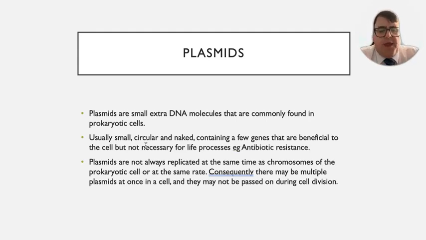create superbugs. These plasmids are always going to be replicated at the same time as the chromosome of the prokaryotic cell through cell division and DNA replication. They're not going to be replicated at the same rate either. That means you could have a prokaryotic cell that's got multiple plasmids at once and technically they may not be passed on through cell division because they may just stay in there. The interesting thing about plasmids too is they can be shared between different cells. So prokaryotic organisms can actually share those plasmids between them.